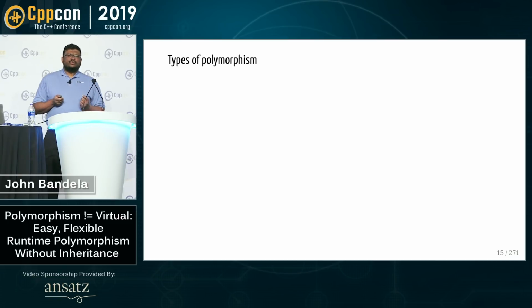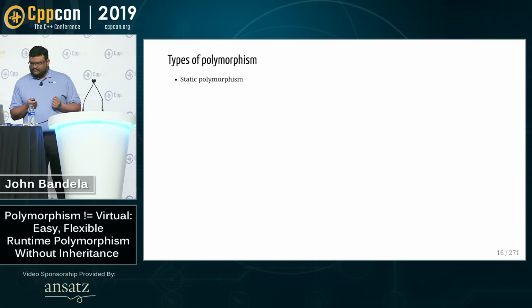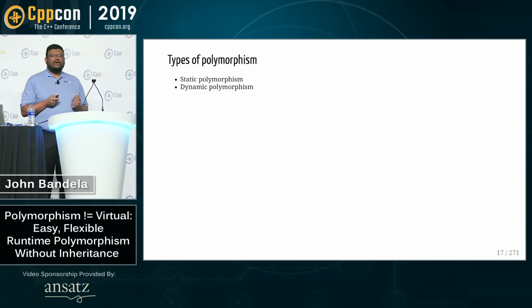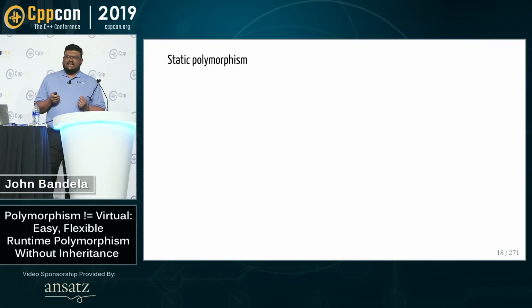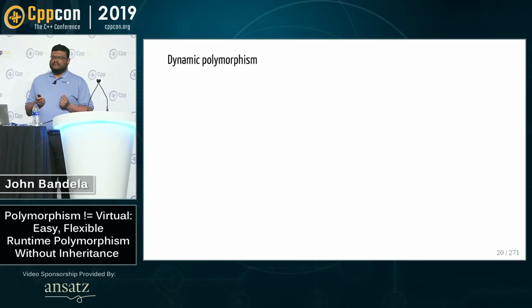So we're going to talk about two main types of polymorphism during this time. We're going to talk about static polymorphism, and we're going to talk about dynamic polymorphism. So static polymorphism, its main exemplar that we're going to focus on is overloading. And for dynamic polymorphism, we're going to talk about virtual functions.